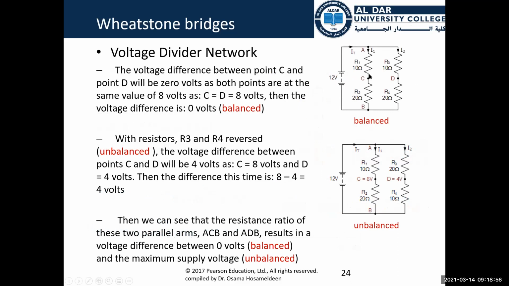Now we have 2 branches here. If I want to calculate the voltage drop at C, this is very easy. We will take it as 20 over 20 plus 10, which is 20 over 30, which is 1/3 of 12, which is 4 volts. So C will be 4 volts.